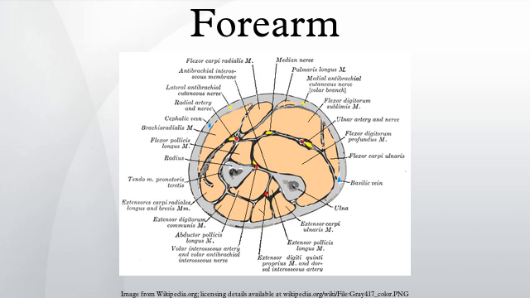Anatomy: bones, radius, ulna, joints. Proximal to the forearm, the elbow. In the forearm, the proximal radioulnar joint and the distal radioulnar joint. Distal to the forearm, the wrist. Muscles.